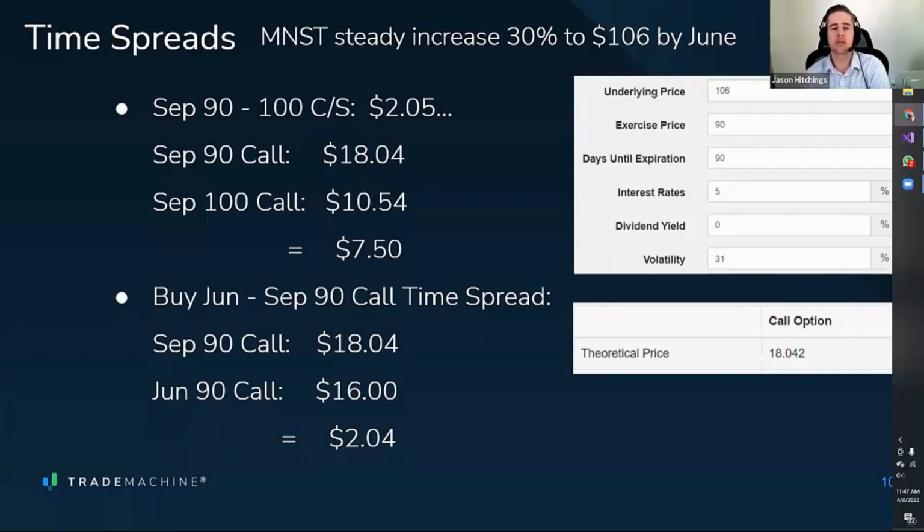So the September 90 call in this scenario is worth $18. The September 100 call, you still have 90 days left because it's only June, is worth $10.54. So it's interesting, that difference is $7.50. Even though they're both well into the money, you'd feel like maybe there should be a $10 difference in the value of these things.